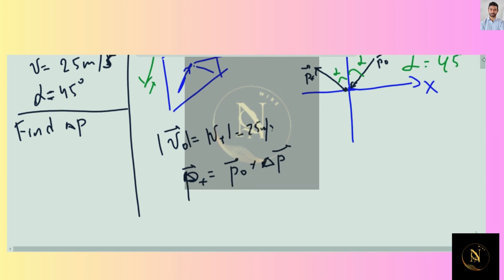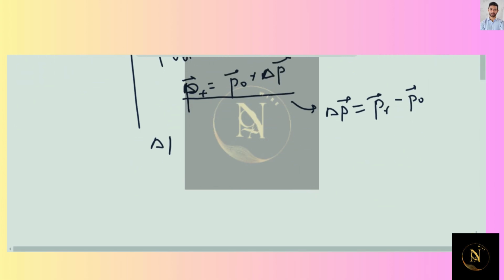Okay, now let's rearrange this equation and calculate delta P. So delta P equals, of course, in the vector form, the final impulse minus the initial impulse. Or we can rewrite it in some form. So delta P equals the final impulse plus negative initial impulse.